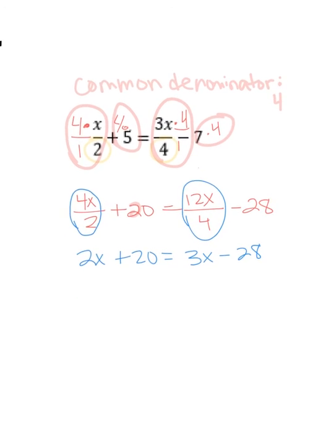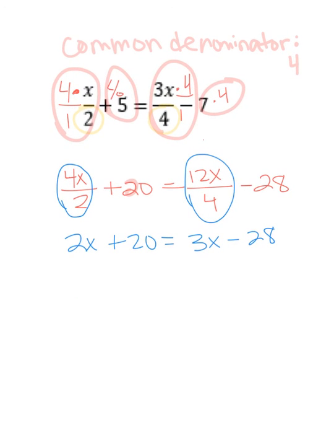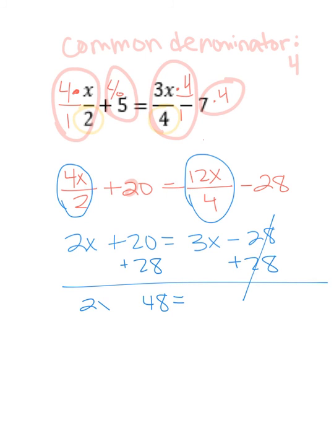And once again, we're solving like a normal equation. Because I like positives, I'm going to add 28. That makes 48. That cancels out. Keep the rest, 2x plus 3x. Then the x's are on 2 separate sides, so I'll have to minus the 2x. And we'll have 3x minus 2x would be 1x, or just x, equals 48.